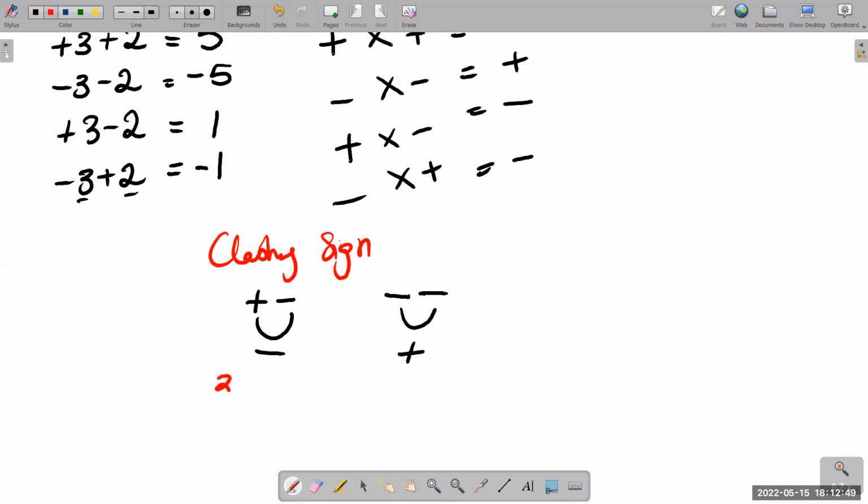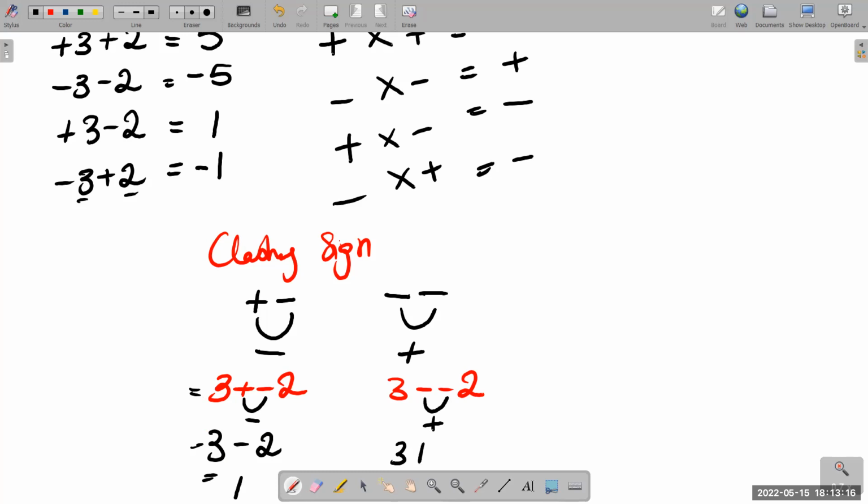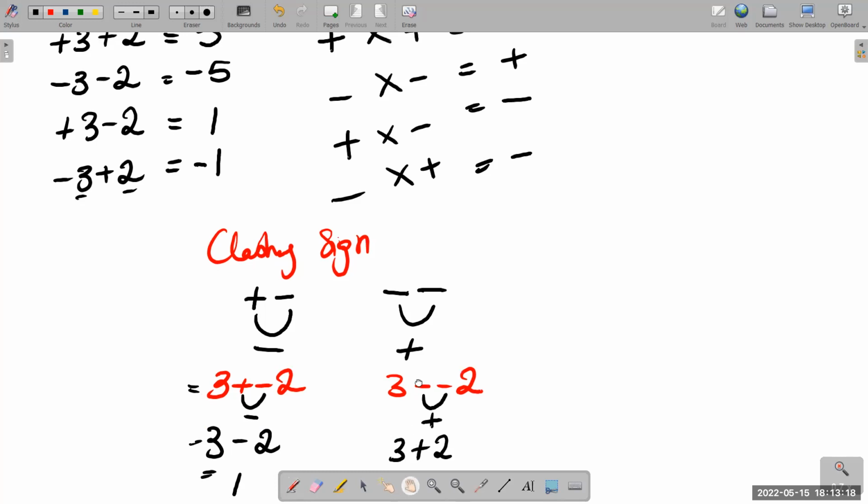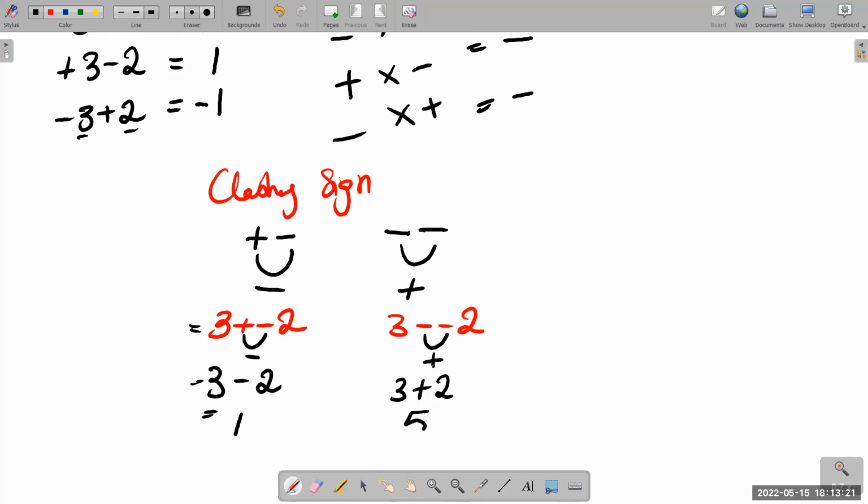We have 3 plus -2, 3 minus -2. What do you end up here with? What's going to happen? This plus and this minus going to turn into what? Subtract. So we're going to end up with 3 minus 2. 3 minus 2 is what? 1, +1. Everybody with me? And here we have two negatives. A negative and a negative come together gives us a positive. So we're going to have 3 plus 2 is equal to 5. So these are the basics.